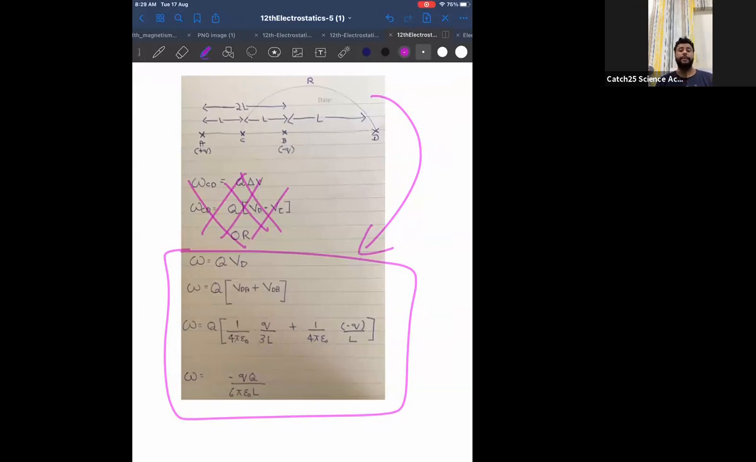Remember, our table is very, very important. You should know that table completely by now. It was there in your 11th also and now also. Most of the problems, numericals make use of that table. So make it a point to know that table very well.